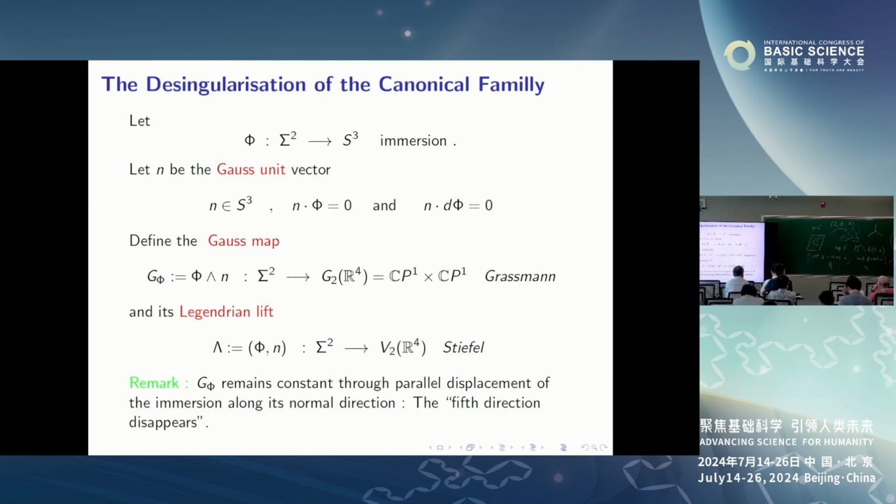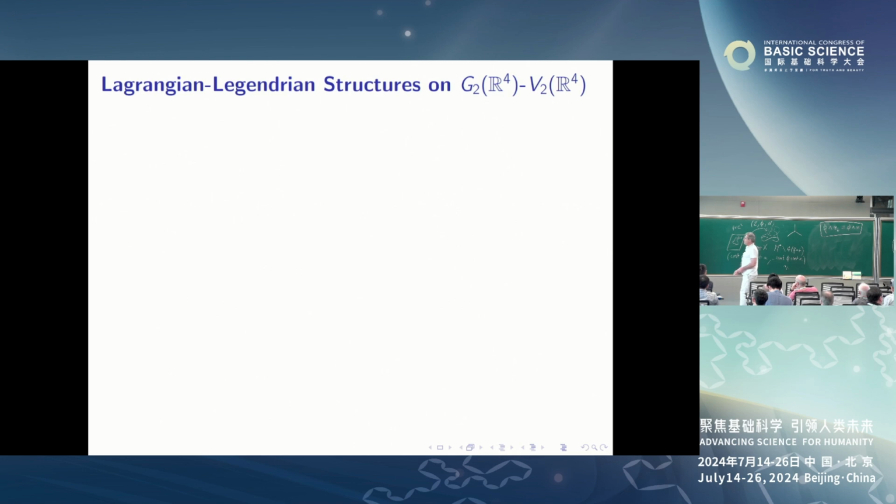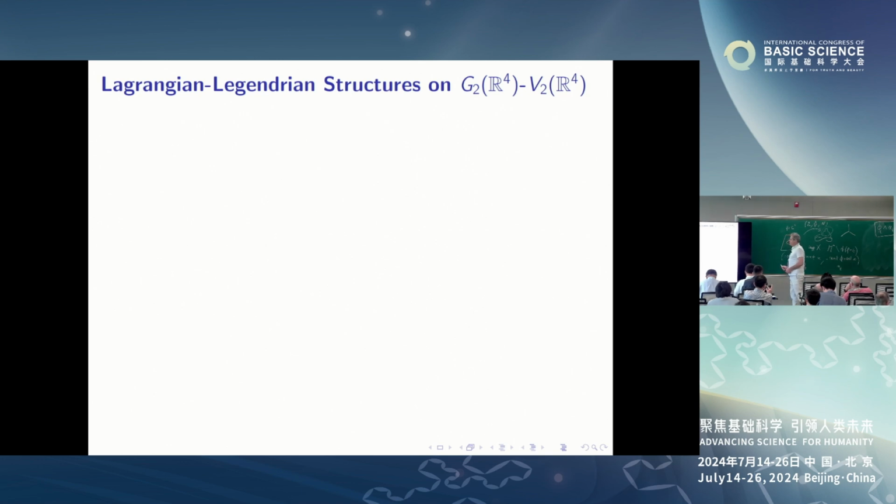And this is, of course, what Arnold is always insisting on in his papers: you should not work downstairs at the geometric level. You should go upstairs at the Lagrangian level. Because things desingularize automatically, the fifth direction is not seen anymore. And this is going to be very important for us. So, in fact, you have respectively Lagrangian and Legendrian structures on these two spaces.